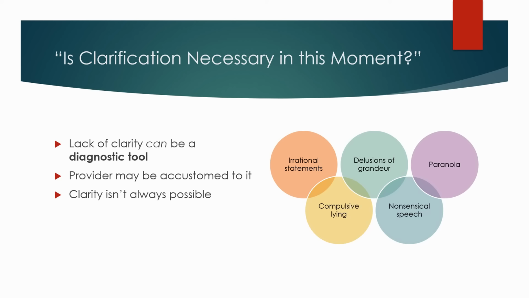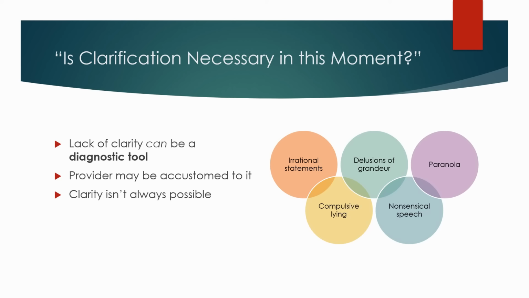So you can have patients that have some irrational statements. You can have compulsive lying. You can have patients with delusions of grandeur. You can have nonsensical speech. And then, of course, you have paranoia. These are some of the things that patients will say, especially in an acute or inpatient setting, that might not make sense to you. And while in medical interpretation, your first instinct will likely be, I need to clarify because I'm not getting something here.